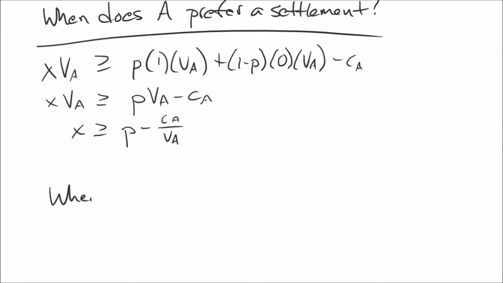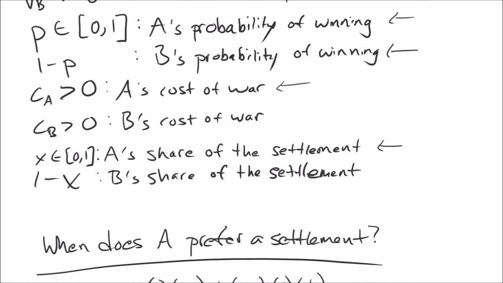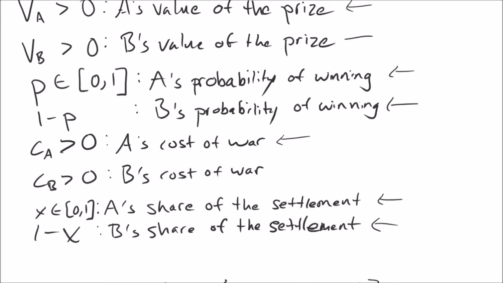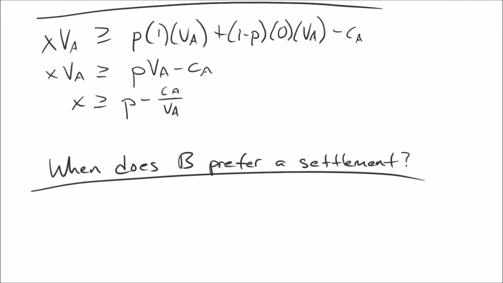So when does B prefer a settlement? If we go back up here, we see that B's share of a settlement is 1 minus X. And it is thinking of the value of the prize as VB. So it's going to get 1 minus X percentage of VB if it were to accept a deal. So that means that we have this being B's total payoff for accepting a deal.